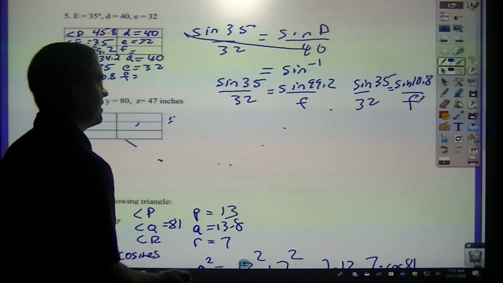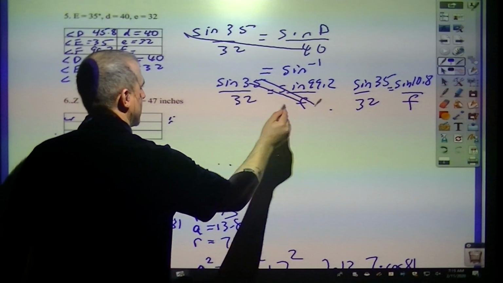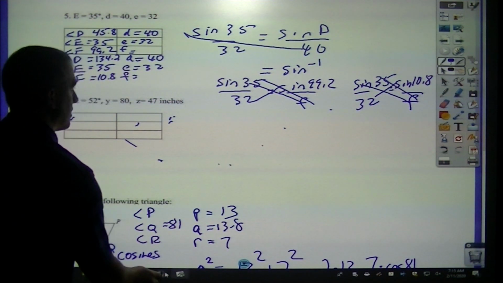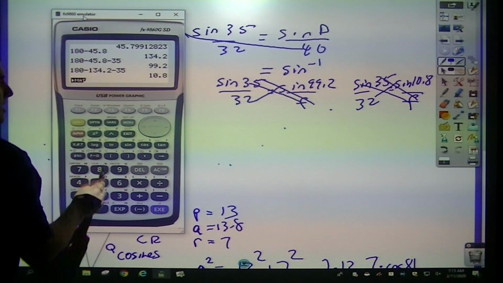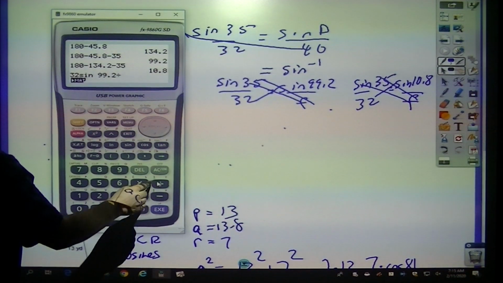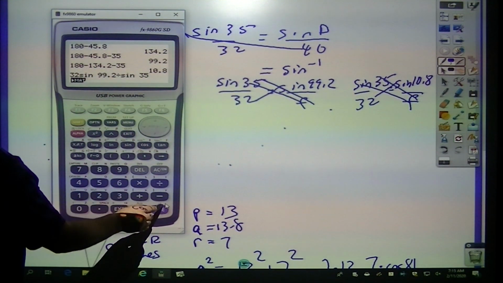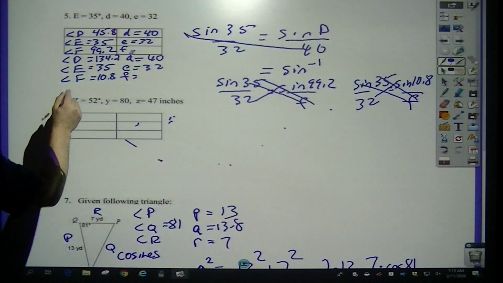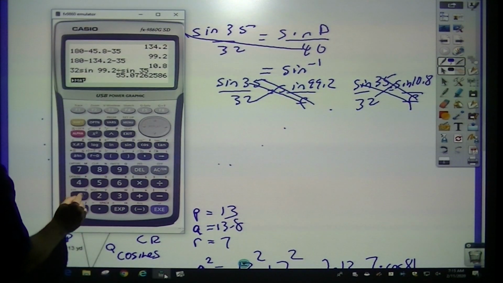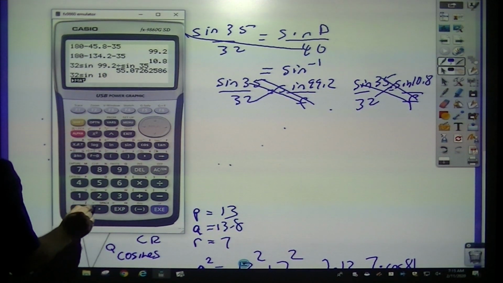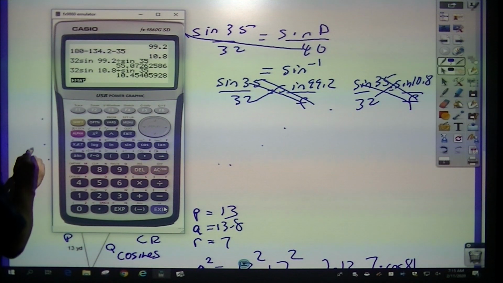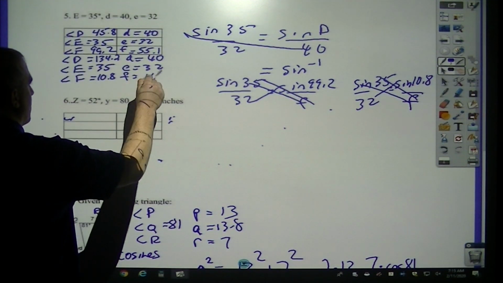And the way they solved it is the exact same way. This comes up, that goes down, that comes up. This comes up, that comes down, that goes up. So let's find both f amounts. So 32 sine of 99.2 divided by the sine of 35. First f is like 55.1. Then I would do 32 sine 10.8 divided by the sine of 35. About 10.5 as well for the f there.